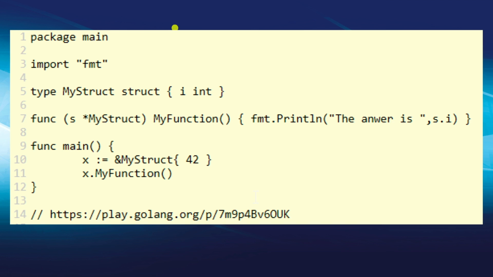Okay. Next example is I have a structure, which we will talk about in great detail in the object orientation part, which has a field inside, and the function named myFunction has a receiver, which is a pointer to my struct type and doesn't have any argument. So it's a method, but it's defined outside of the structure.